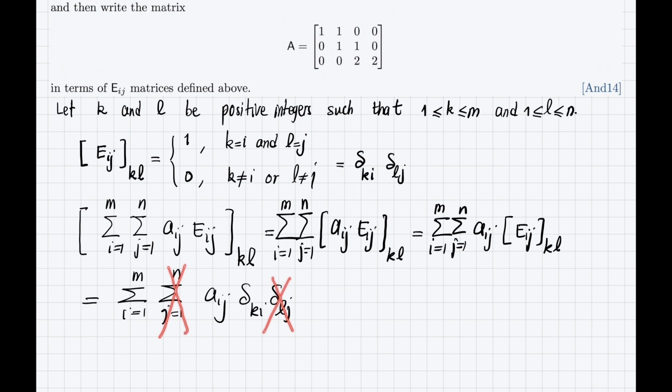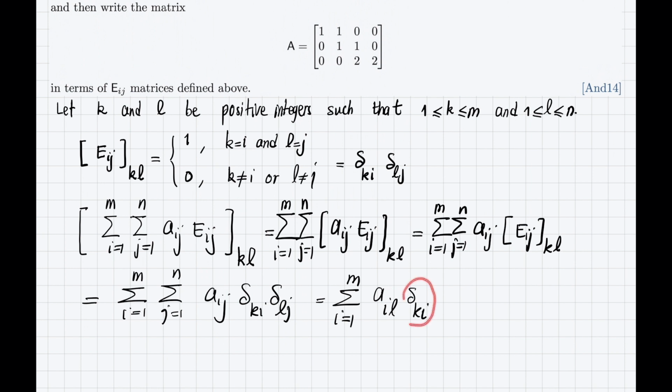but the price that I need to pay is to change J to L everywhere left. There is only one place that J is left, so this J should be replaced by L after these eliminations. Yes, so this becomes equal to the sigma I goes from 1 to m, A_IL and delta_KI. And again the same story.